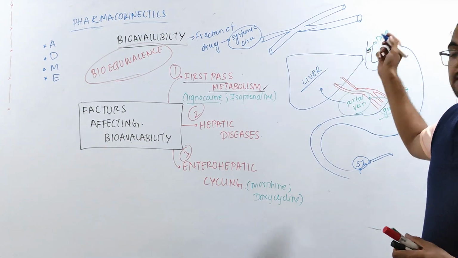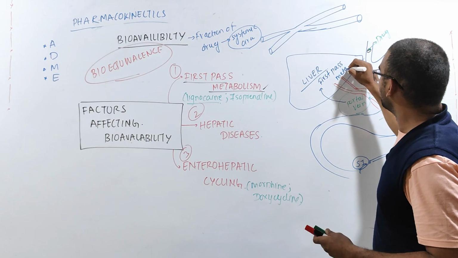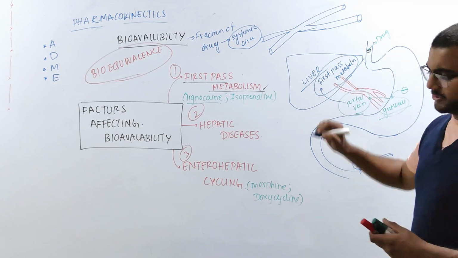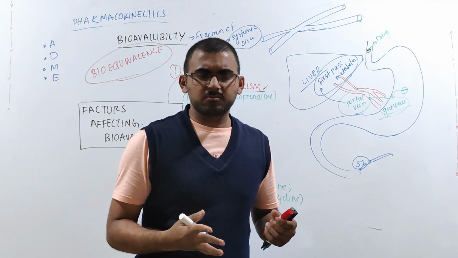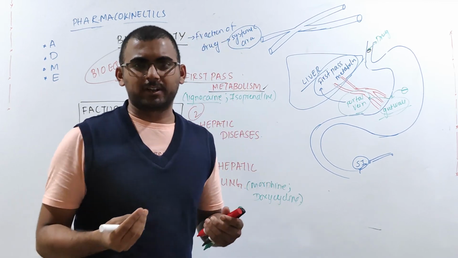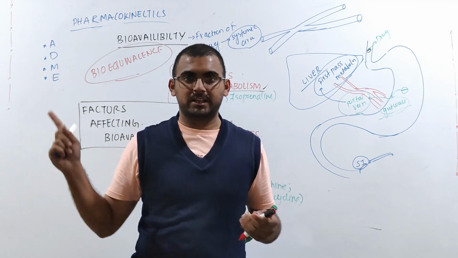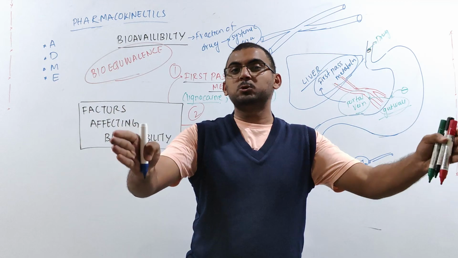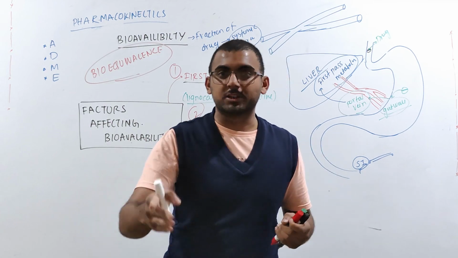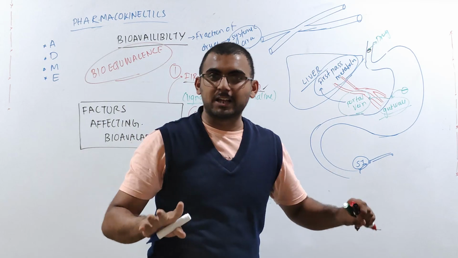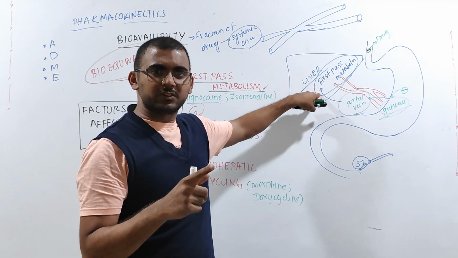And in the liver, what will happen? First pass metabolism is going to happen. And what is metabolism actually? Whatever drug you are taking, you are inactivating that drug. For example, you take a drug, it should be distributed and show action, yes or no? That's what ADME is. But in first pass metabolism, before it gets distributed, it goes to the liver to get metabolized. This will reduce the bioavailability.